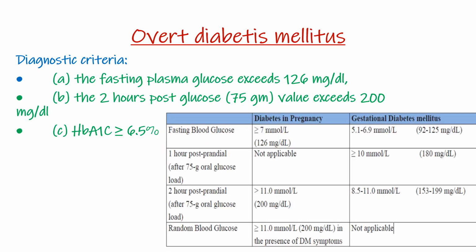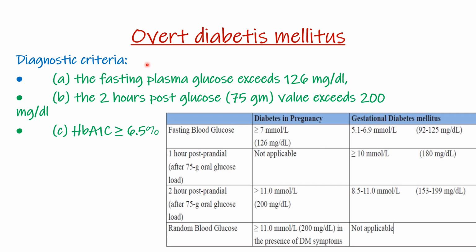Pre-existing diabetes or overt diabetes mellitus. This is when you have a patient who already had, just from the name, pre-existing diabetes mellitus before pregnancy. Meaning before conception occurred, this patient was ill with diabetes mellitus, which could have been diabetes type 1 or diabetes type 2. Just to differentiate, we have two classifications of diabetes in pregnancy: pre-existing diabetes, and gestational diabetes, which develops in pregnancy.